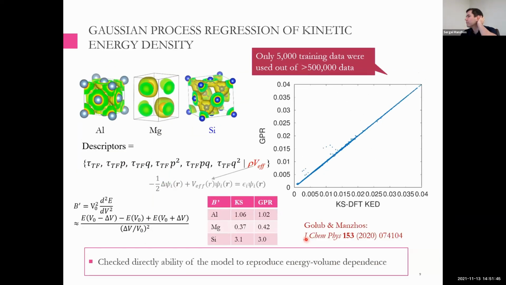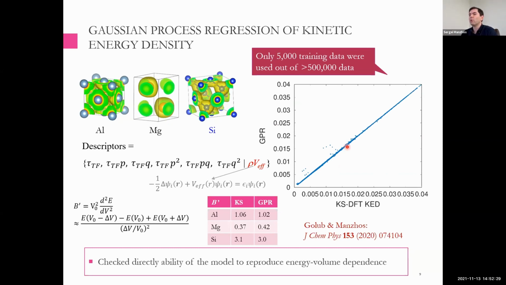Now, in a similar kind of space of descriptors, we also performed Gaussian process regressions of kinetic energy densities of different materials. Some of them are shown here: aluminum, magnesium, and silicon. This is an example of the kind of correlation plots that we get when regressing kinetic energy densities with Gaussian process regressions to the data computed with Kohn-Sham DFT for all of these three materials at different levels of strain. So this is a combined data set. There are about 1 million data points here. So this small number of outliers is really a small number compared to the entire data set.